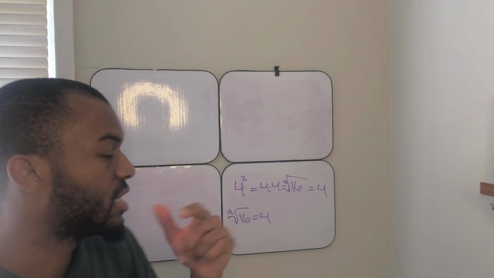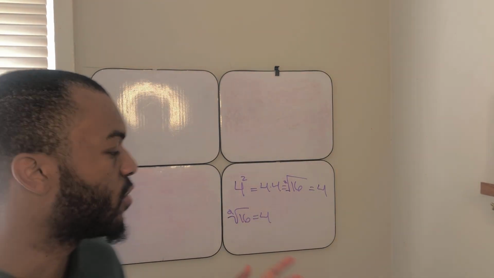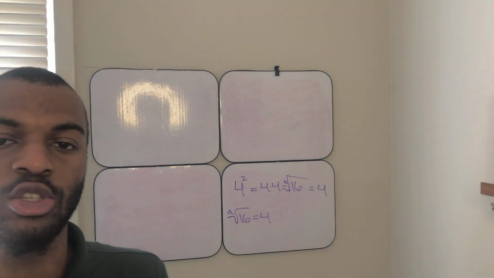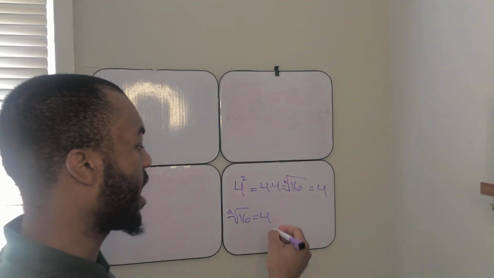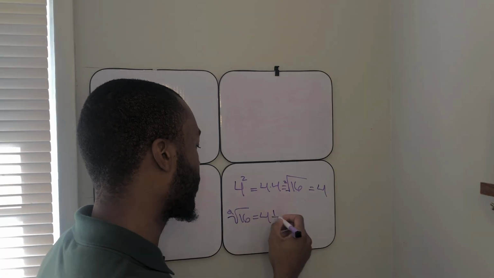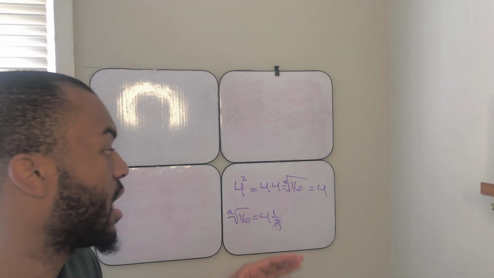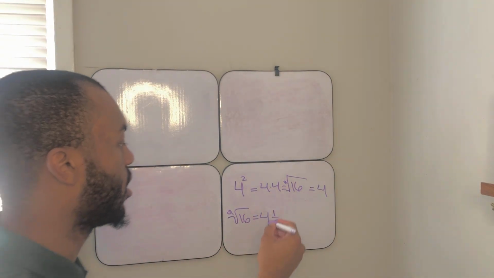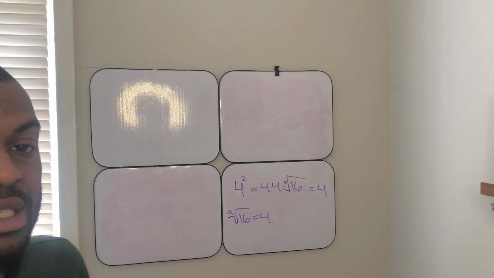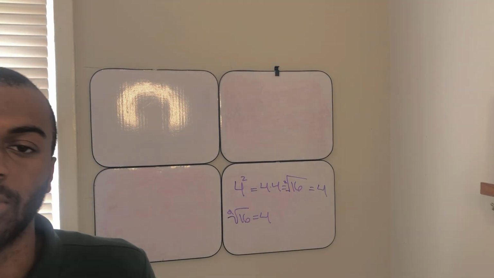The number 16 is what we call a perfect square, meaning that whenever you find this square root, it's going to be a whole number, a natural number. It's not going to have a decimal, and it's not going to have a fraction. If it was something like 4 1/3, that's not a perfect square. But because we're finding the square root of 16, it's 4 and it's simple.